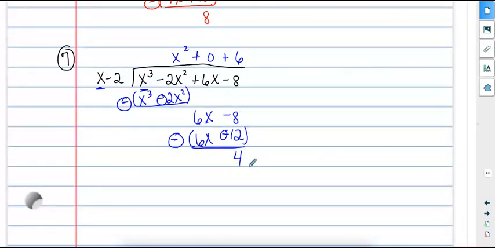This is our remainder. So we're going to bring it up here. And we have 4 over x minus 2. So there's a chance you're not going to see the 0 in the quotient. So it could be written as x squared plus 6 plus 4 over x minus 2. Okay?